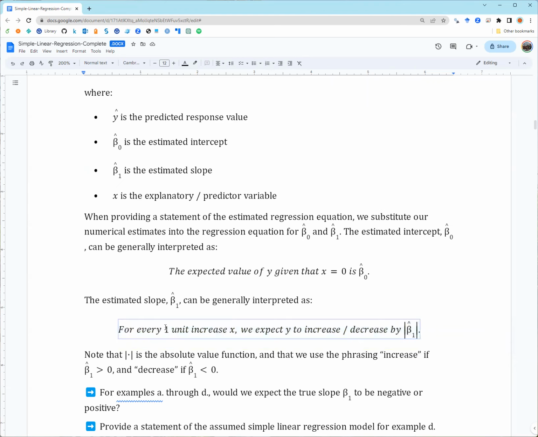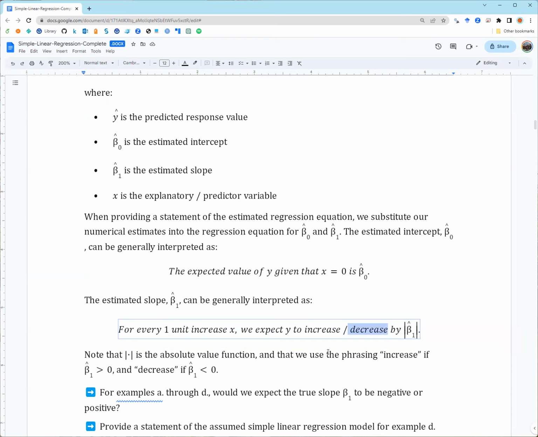You would want to say, instead of for every 1 unit increase in x, for example, for every 1 milligram higher the dosage level is, we would expect a patient's blood pressure to decrease by 5 millimeters of mercury. That's the units of measurement for blood pressure.